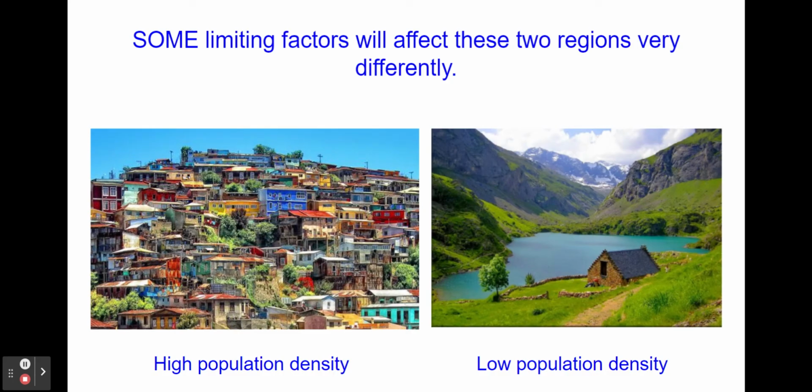For example, which area will have more competition for resources? Definitely the one on the left. So, competition for resources will affect these two areas differently. They'll feel it in different ways. Some limiting factors will have the same effect on these two areas. If it gets too cold or too hot for humans to live, both areas are going to feel the effect of that temperature change equally.